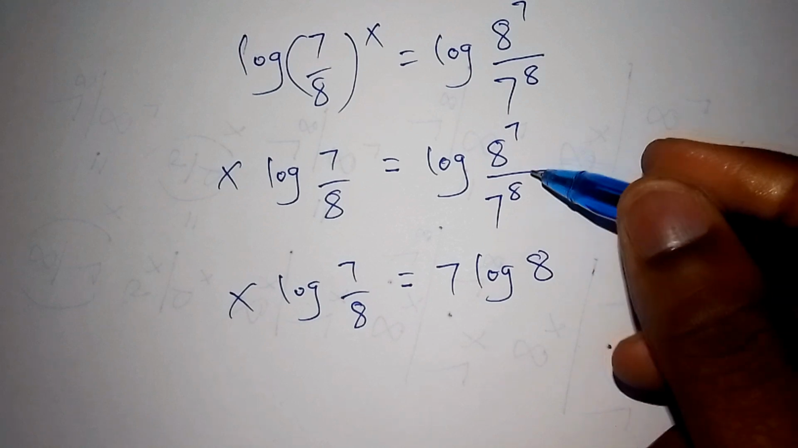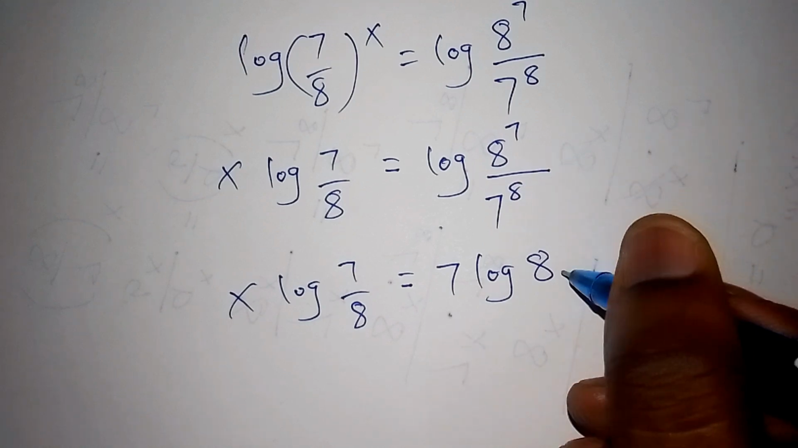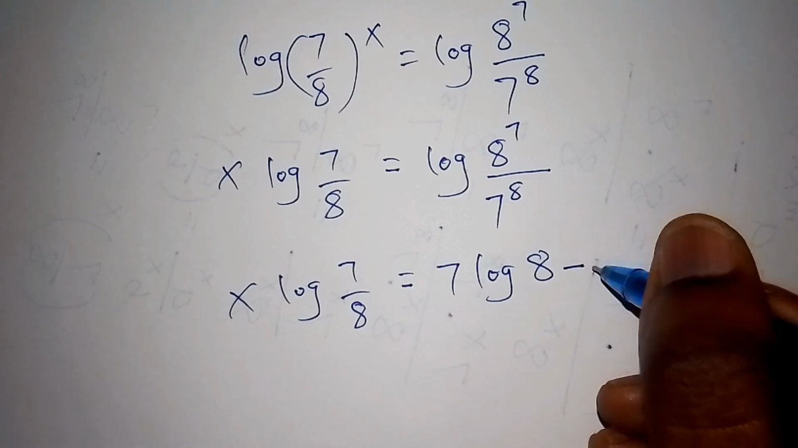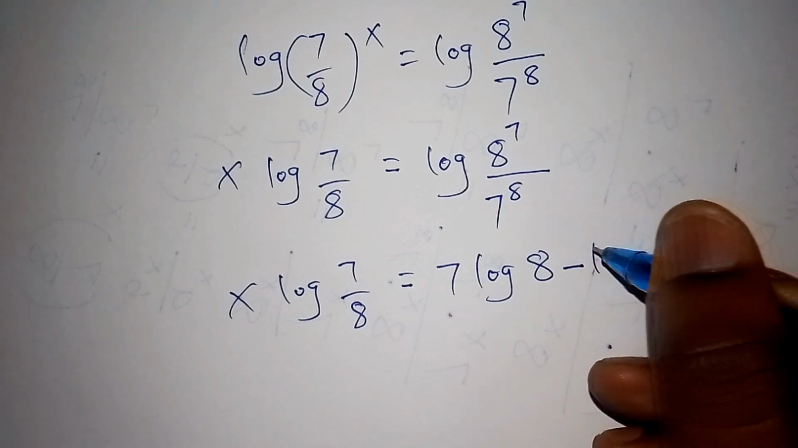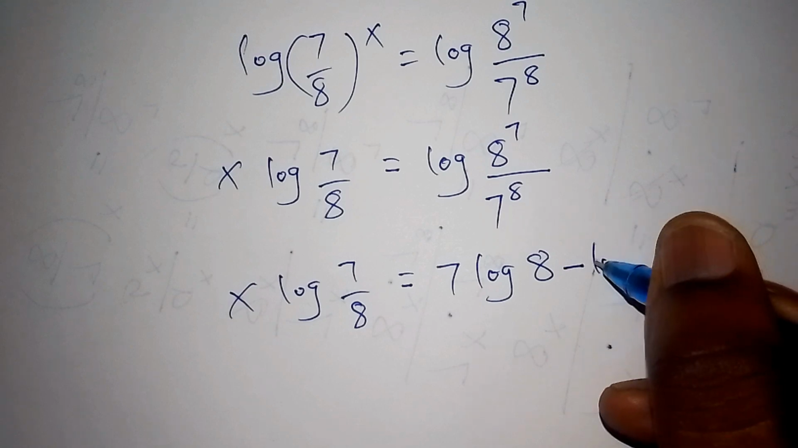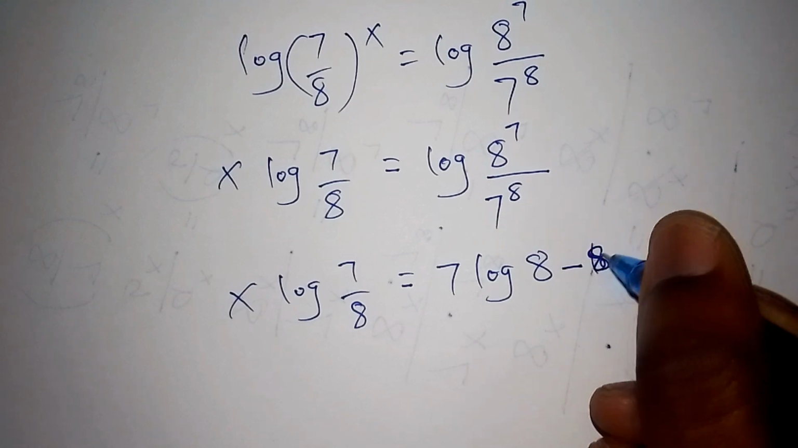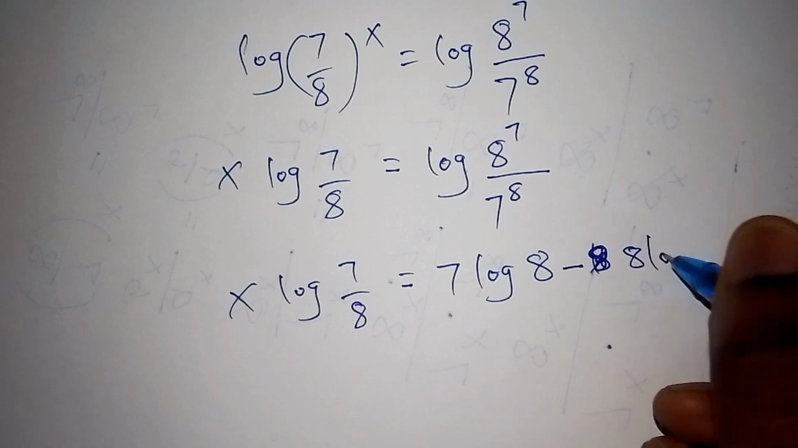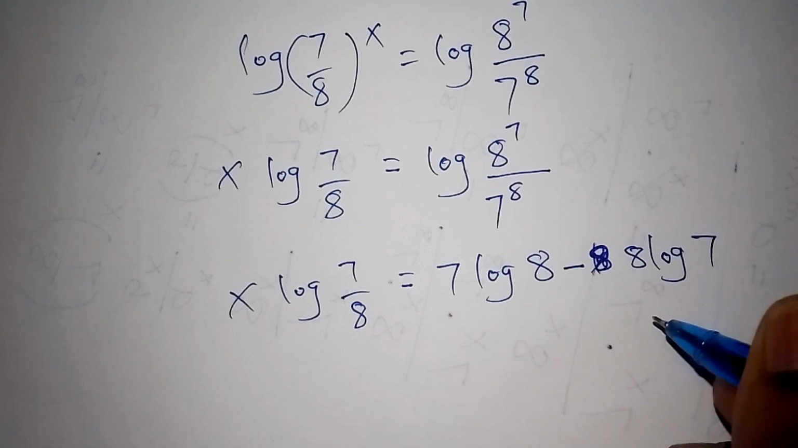Then since it's a division, we shall subtract according to the law of exponents. So here we shall have minus 8 log 7.